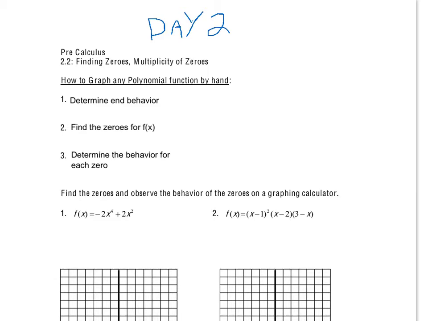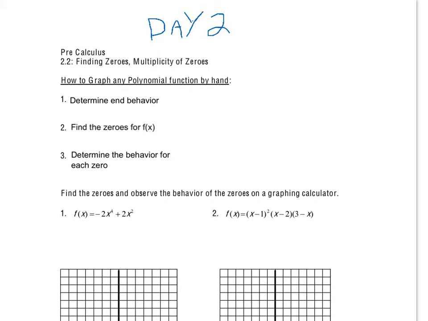Day 2 for 2.2. The first day of 2.2 was very easy. We just looked at end behavior, and it was very simple to know if the graphs both went up, both went down, or one side went up and one side went down. It had to do with the degree and the leading coefficient. Very simple. You could say that was the appetizer of how to graph, which just gets you started.